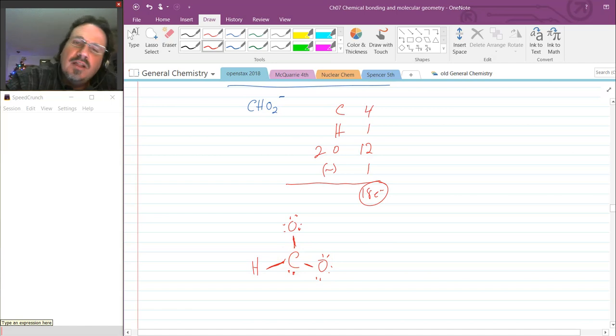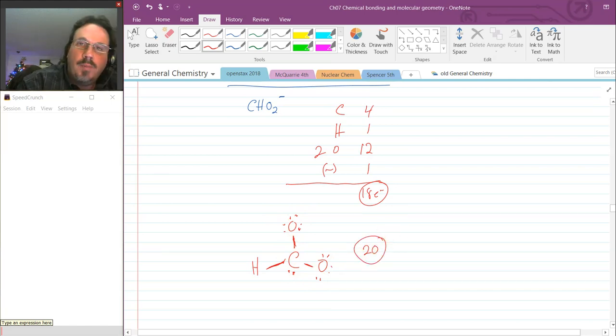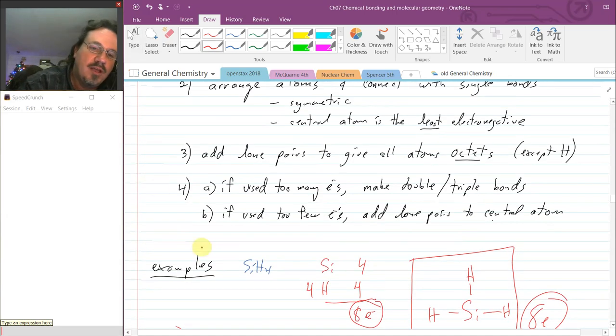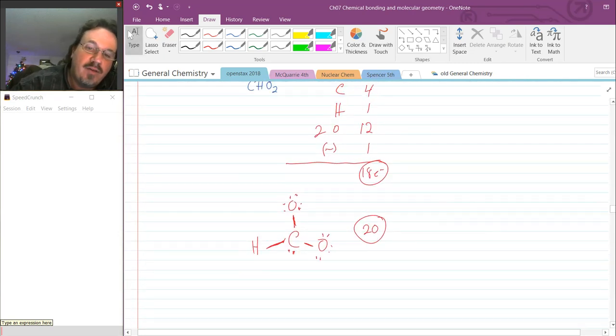Looks good. Well, let's see how many electrons we used. Count them up. 2, 4, 6, 8, 10, 12, 14, 16, 18, 20. I used 20 electrons. Whoops, I only had 18. All right, so if I go back up here, again, this is what we're talking about with this number 4 rule. If you use too many electrons or if you use too few, this is the first case. I've used too many electrons. I got to make some double or triple bonds to fix it, right? I only have 18 electrons available, yet I took 20 to make that structure. All right, so here's the idea.